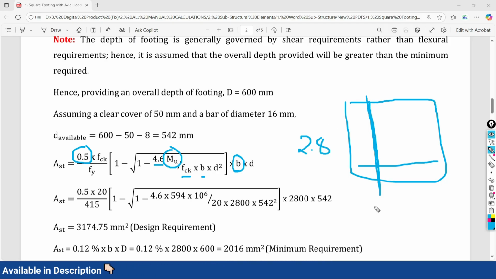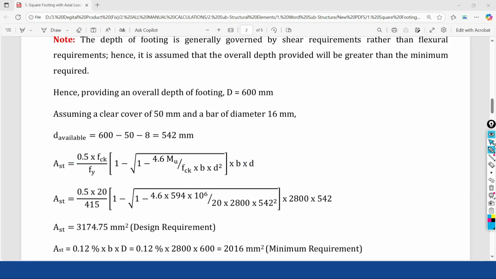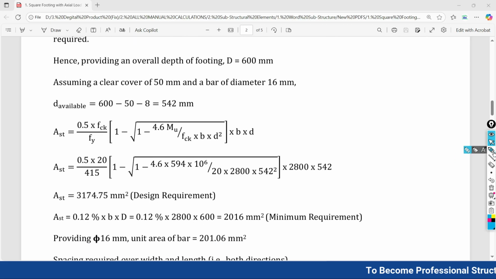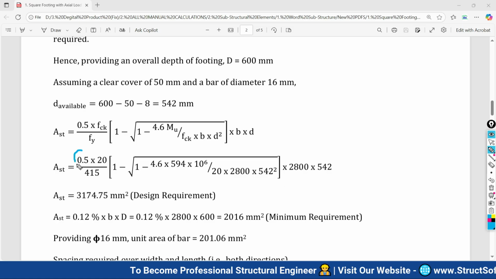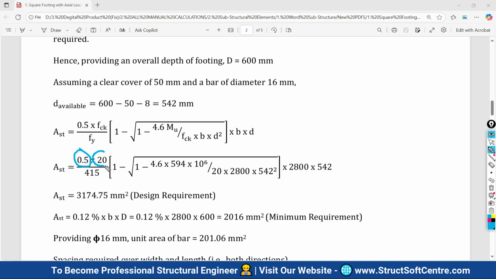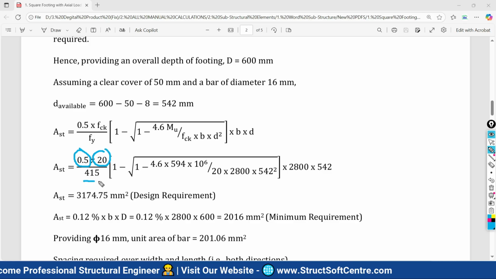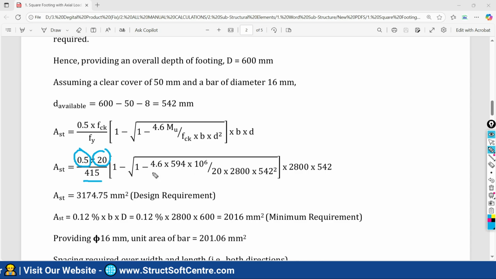2.8 meter and considered dimension is also 2.8 meter because our footing is a square footing. So put all the values here in Newton and in mm. Distances or dimensions should be in mm and forces should be in Newton. So 0.5 characteristic strength of the concrete is 20 divided by Fy, 415 is the grade of your steel, 1 minus square root of 1 minus 4.6 and moment is what?